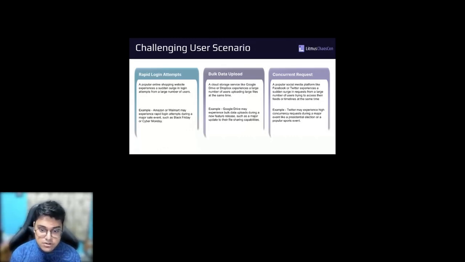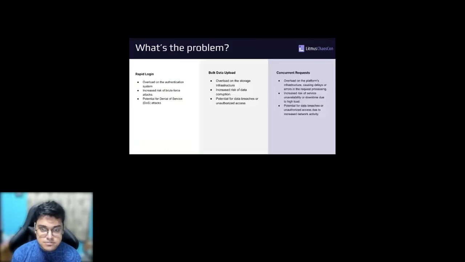Lastly, we have high concurrent requests. Imagine you're using a social media platform like Facebook or Twitter, and suddenly you get a lot of requests from users all at once. This would happen in bigger news events or when people check their feed at the same time, specifically for big events like the FIFA World Cup or IPL in India. It can overwhelm the servers and slow down the platform overall, and this can affect the user's experience.